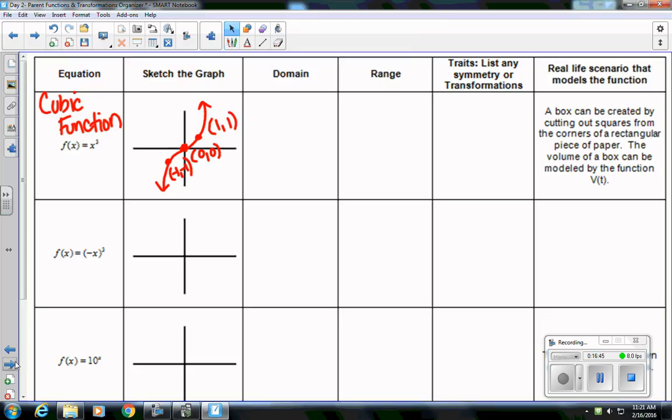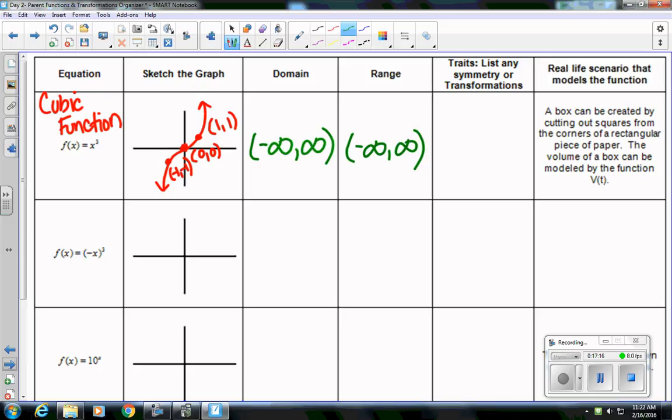This may be a function that you're not as familiar with, so don't forget you can always check it in your calculator. Domain and range. Domain for this function, left to right. There are arrows pointing in both directions towards the left side, which is negative infinity, and towards the right side, which is positive infinity. For range, bottom to top, same thing. We have arrows pointing in both directions, so it is all real numbers.